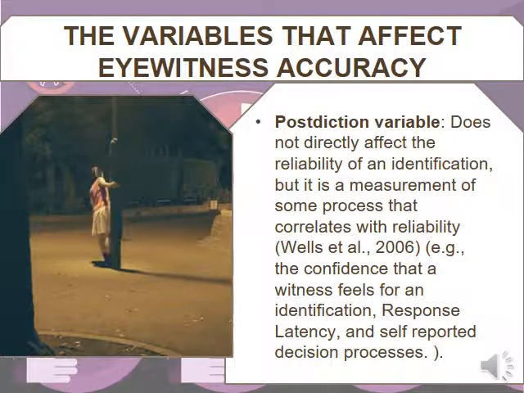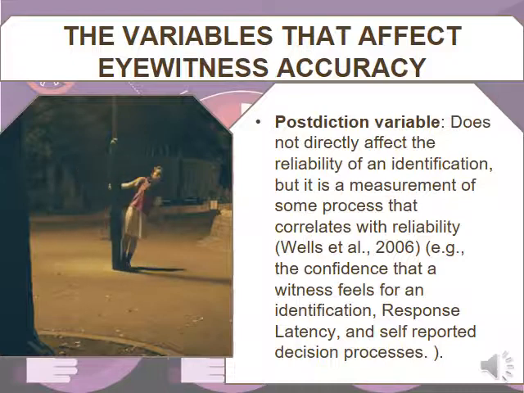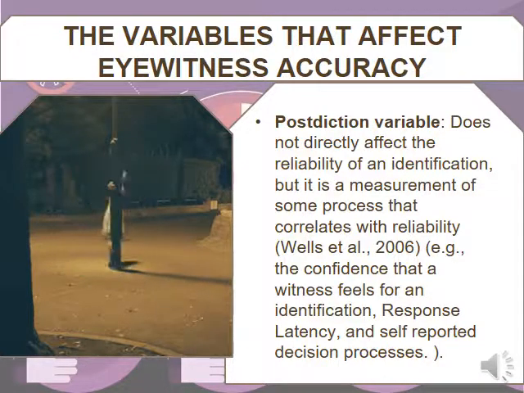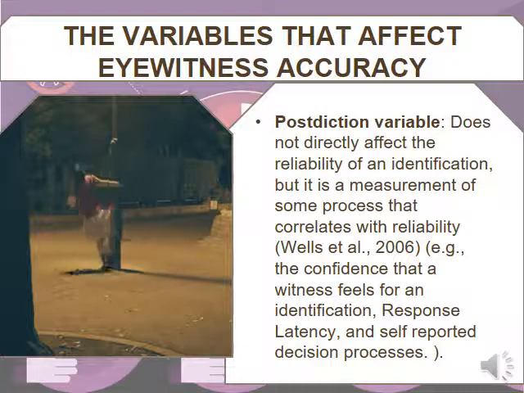Now, a post-diction variable does not directly affect the reliability of identification, but it is a measurement of some process that correlates with reliability: the confidence that a witness feels for an identification, response latency, and self-reported decision processes. So we'll look at those three elements. These are post-diction variables, and we'll go and explain that.